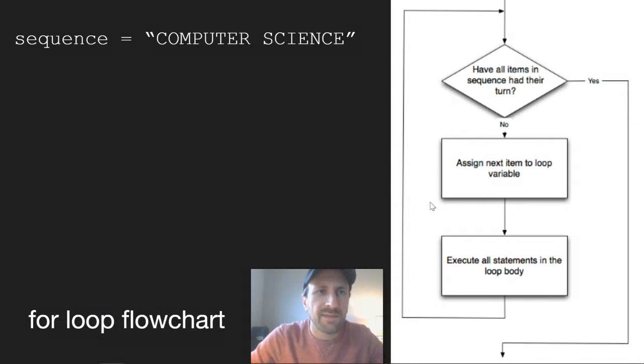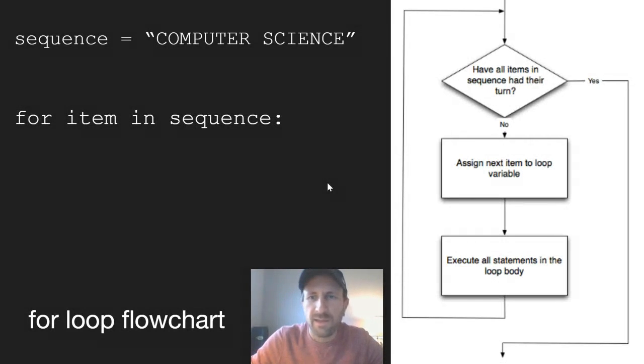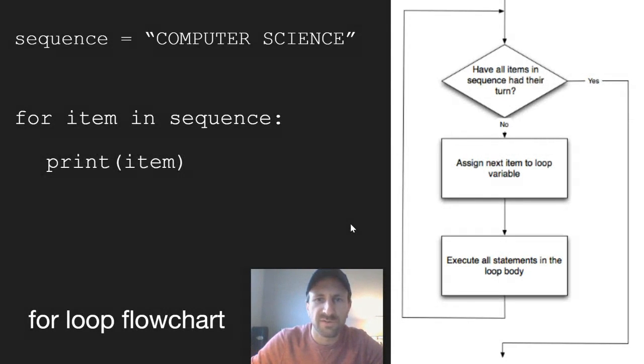All right, so if we look at a string, in this case we have the string computer science, and stored that into a variable we're just going to name sequence. We've covered that this is a sequence, right? Computer science is made up of the characters C, O, M, P, etc. And with a for loop, the for statement is going to look like this, where we can say for item in sequence, print item.